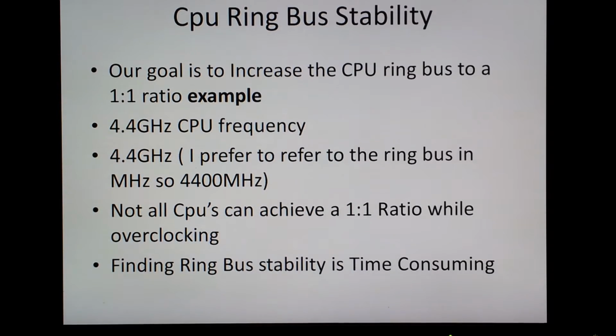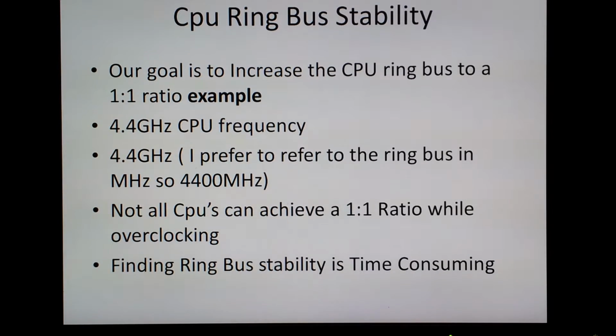So the first thing when it comes to CPU ring bus stability is our primary goal is to reach a 1-to-1 ratio with the CPU. So if our CPU is clocked at 4.4 gigahertz, our goal is to bring our CPU ring bus ratio up to 4.4 gigahertz as well. Now, I prefer to refer to the ring bus in megahertz. So in most cases, I will refer to it such as 4400 megahertz instead of 4.4 gigahertz.